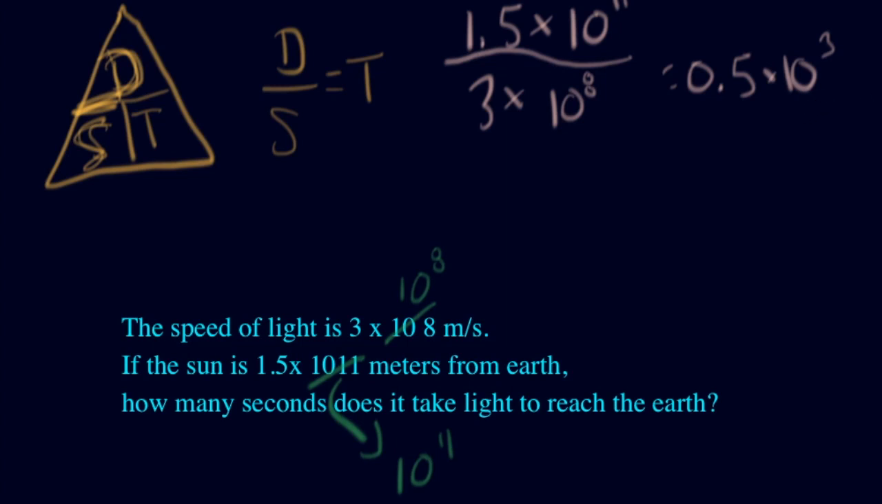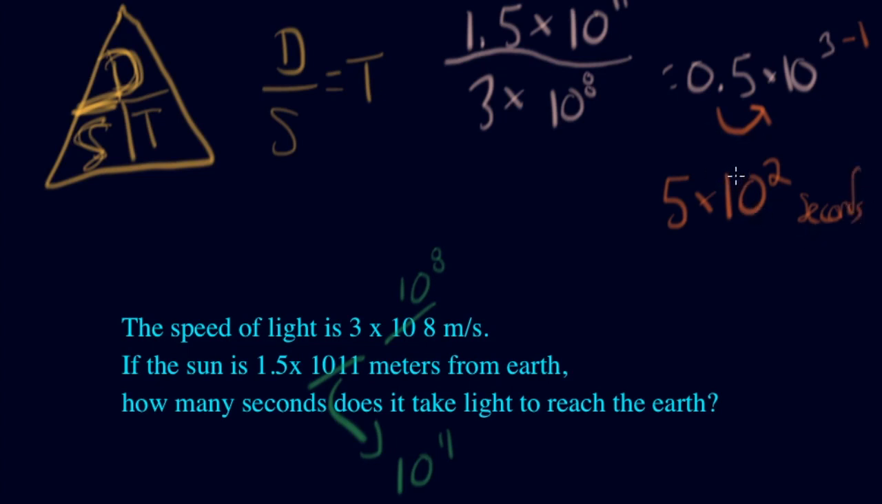Now you have to go and move that decimal 1 over there. If you move it to the right, you have to subtract. So I'm going to subtract 1 like that. So our answer is actually 5 times 10 to the second seconds.